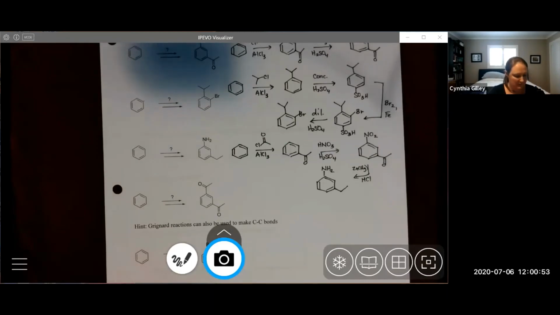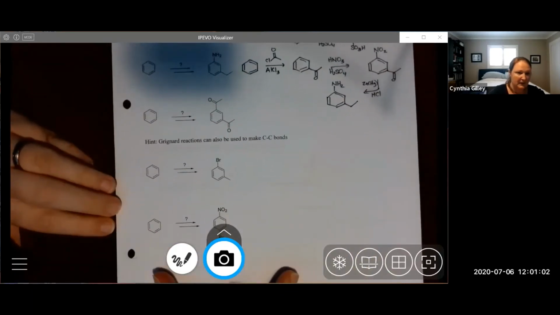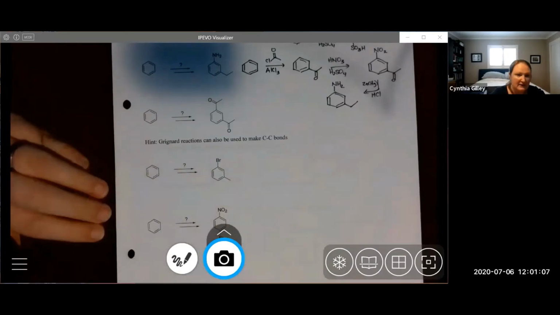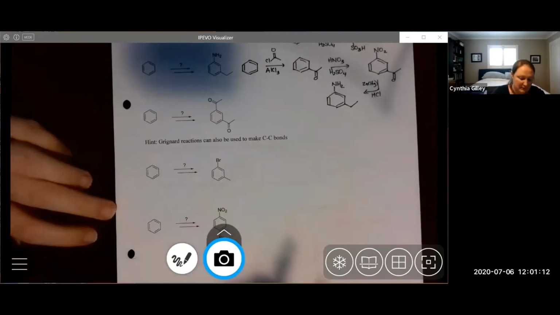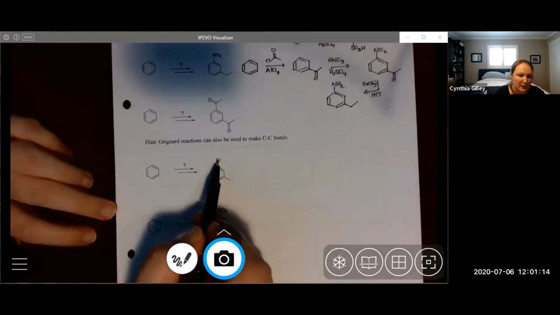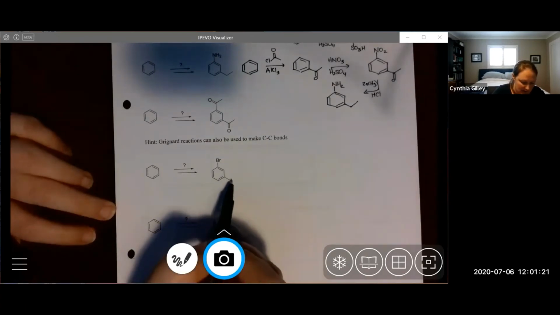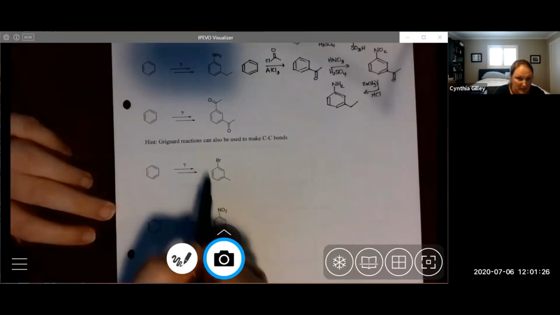I am going to go over this one last. And I don't have room for it anyway, but I'll just do it on a separate sheet. We are going to do this one next, right? So if we think about what we have here, we have a bit of a problem. We have 2 groups, and they're both ortho-para directors, but they're meta to each other. So how can I get an ortho-para director to direct a group meta, right? Either one will direct the next group meta.